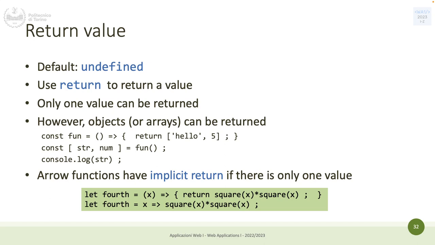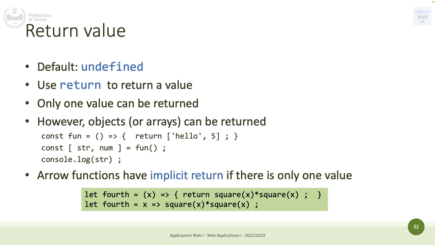So by default, an arrow function returns undefined. If you want to return a value, you have to use return as a keyword. Only one value can be returned. It could be an array, but still one value.